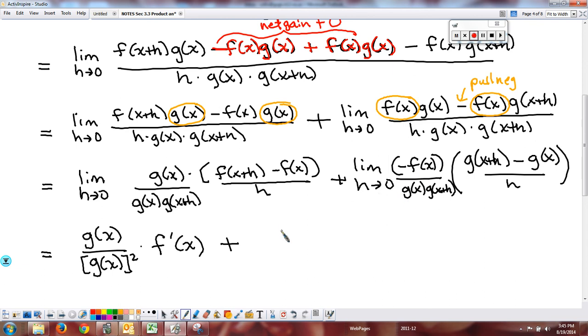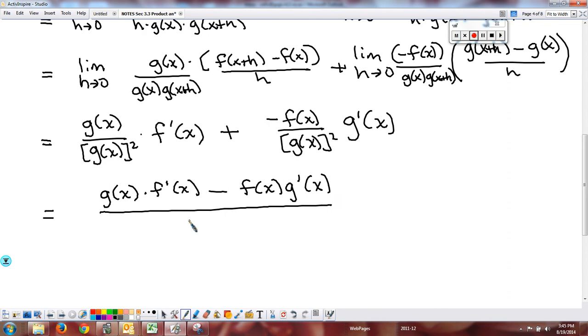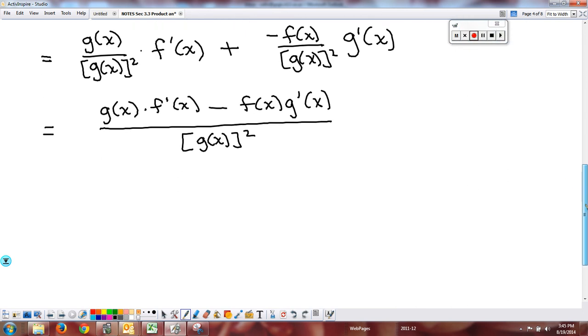Plus, I'm going to do the same thing over here. You're going to end up with negative f of x on the top, because h going to 0 doesn't affect it. On the bottom, we're going to end up with g of x squared. And then the limit as h goes to 0 of this difference quotient, that's nothing more than g prime of x. And the reason why I didn't cancel when I was over here was because if you'll recognize, I really have a common denominator, and we prefer the quotient rule written as a fraction, as a quotient. So this is going to end up being g of x times f prime of x, minus f of x, g prime of x, and since they're both over the same denominator, I can simply put it over g of x squared.